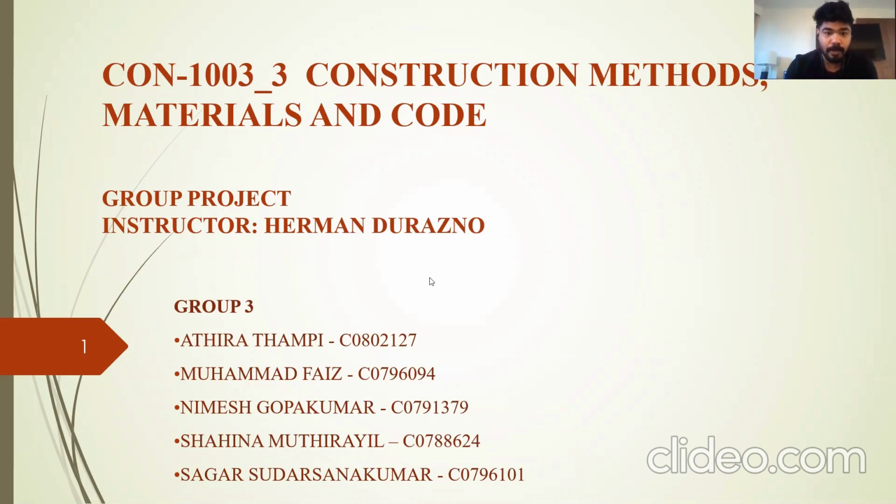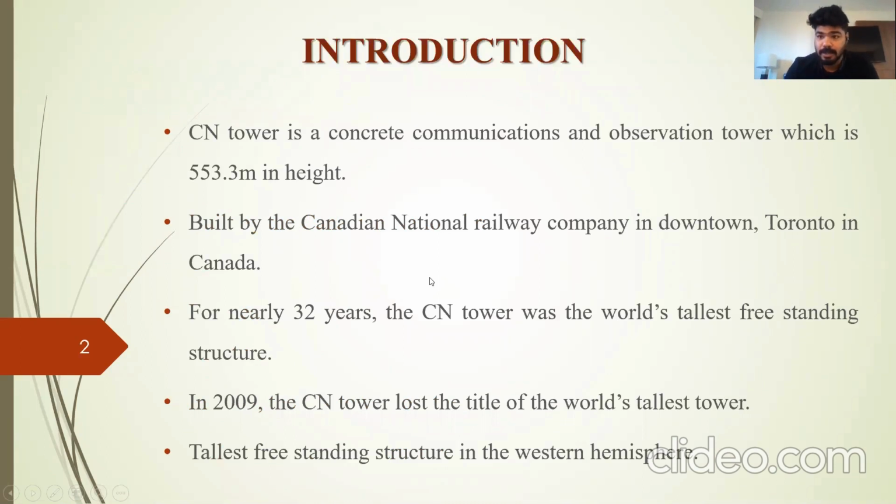Moving on to the introduction, the CN Tower is a concrete communications and observation tower, 553.3 meters in height, built by the Canadian National Railway Company in downtown Toronto, Canada. The tower was completed in 1976 on former railway lands. The CN Tower is a well-known tourist site which attracts millions of international visitors every year.